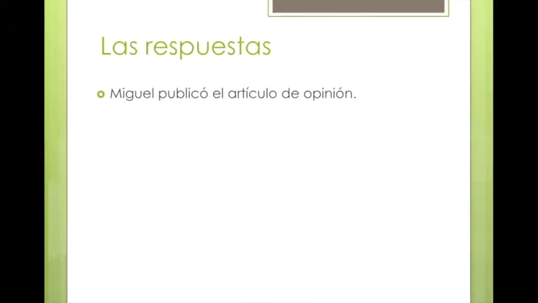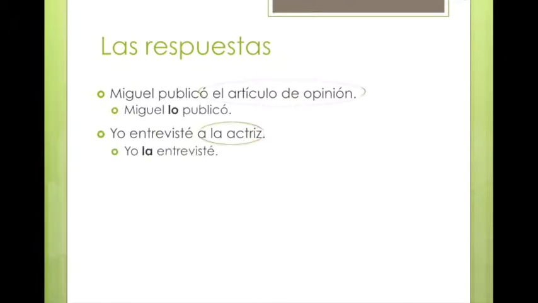So in your notes, you'll see some examples of sentences. Miguel publicó el artículo de opinión. He published it, meaning the op-ed article. So what did he publish? He published it. So we take el artículo and we replace it with lo and put it out in front. Yo entrevisté a la actriz. I interviewed the actress. Who did I interview? The actress. So we change it to la. I interviewed her. Put it in front.